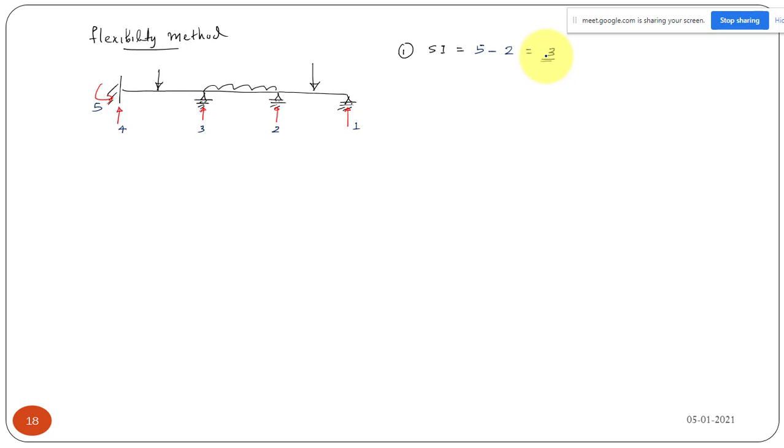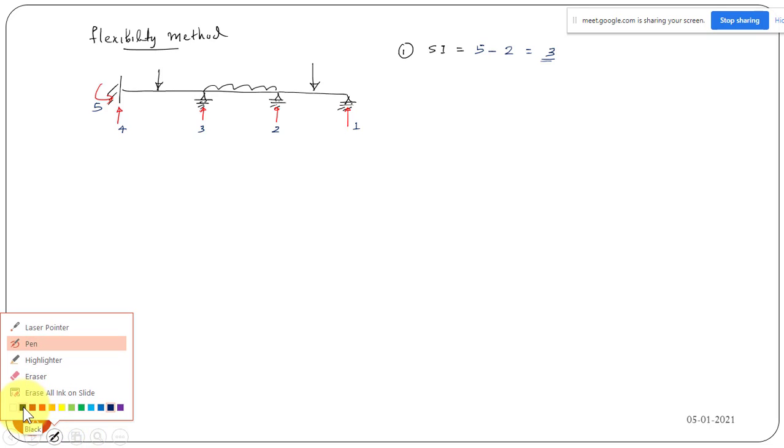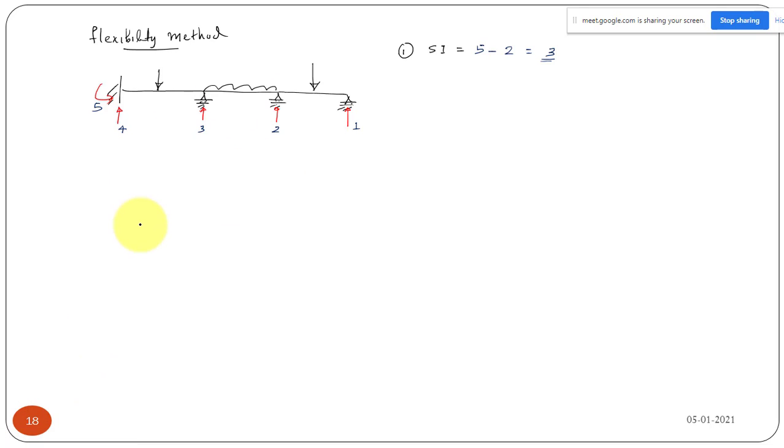We find the static indeterminacy first because the flexibility method is a force method of analysis. That is the first step. Simple. Now your job in the next step is to choose, out of these five unknowns, any three. You have to remove any three unknowns from your structure so that you get a basic determinate structure. That is my second job.